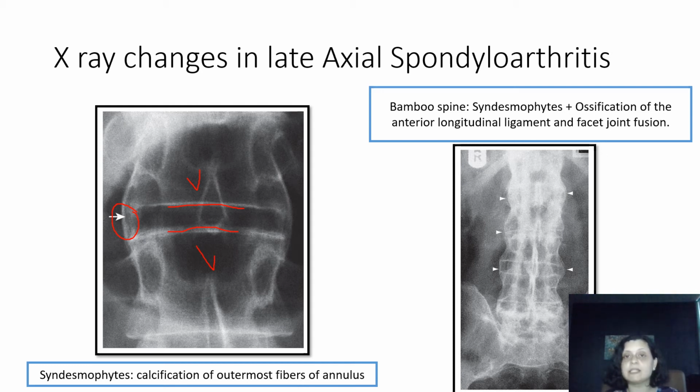As axial spondyloarthritis progresses, it's not only the syndesmophytes, but you get ossification of the anterior longitudinal ligament and the facet joints, and then you get a stiff bamboo spine, and the patient is stooped over, their neck is deformed, their spine is deformed, and it's very, very difficult to continue to do their work and daily living activities. So it's very important to detect axial spondyloarthritis in the early stages when we can do something about it and treat it with medications.